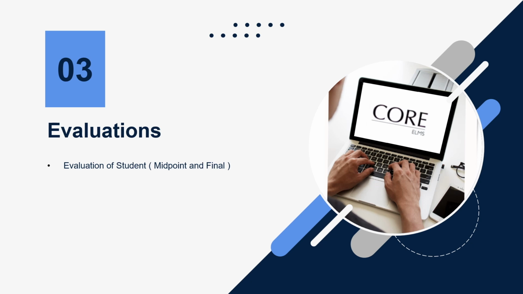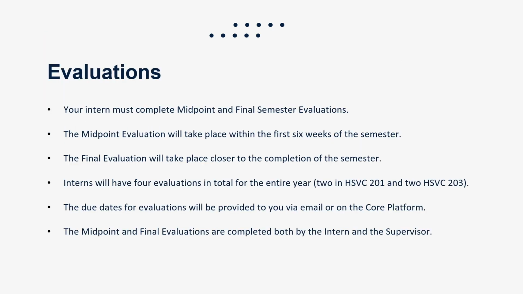So the next topic we will be covering in this training is evaluations. As supervisors, you will be evaluating your student, and this evaluation consists of two parts, midpoint and final. Your intern must complete midpoint and final semester evaluations. The midpoint evaluation will take place within the first 6 weeks of the semester, while the final evaluation will occur closer to the completion of the semester.